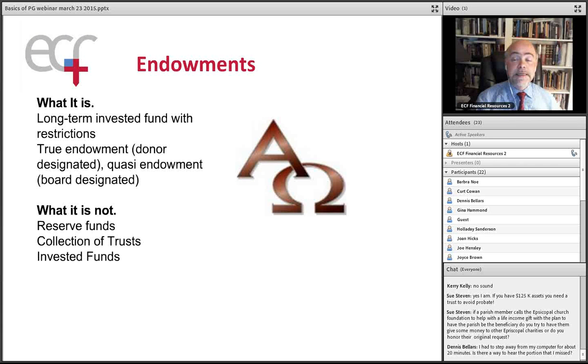A quasi-endowment, a future vestry has the power, if there was an extreme situation such as the destruction of a building or something like that, the future vestry does have the power to invade the principal of a quasi-endowment. However, I want to be very clear, and we do endowment webinars all the time, ECF is not encouraging you to treat your true and quasi-endowments differently.